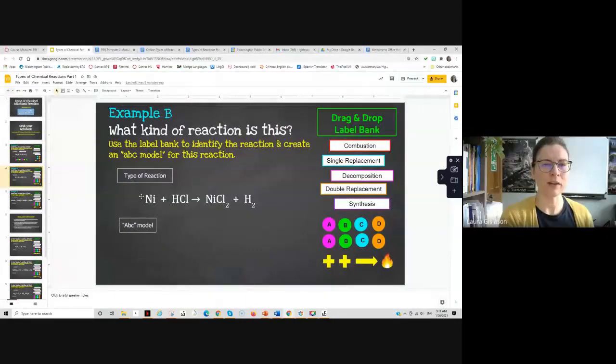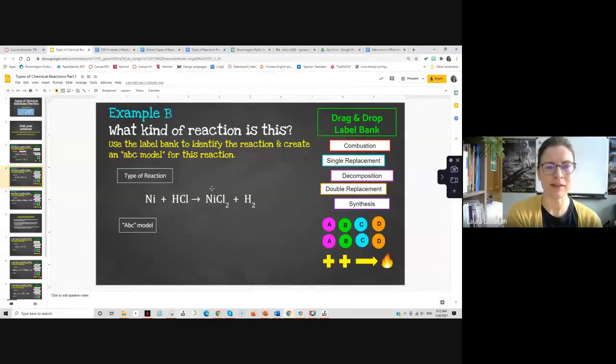Okay, so here's the next one. Write this chemical equation in your notebook, for example 2. Like we did last time, we'll also label the type of reaction and make an ABC model for it. Here we have the element nickel, Ni. It's going to be added to the compound HCl, which is an acid. HCl is hydrochloric acid. And then they are going to chemically react, that's what the arrow tells me, to form these new substances.